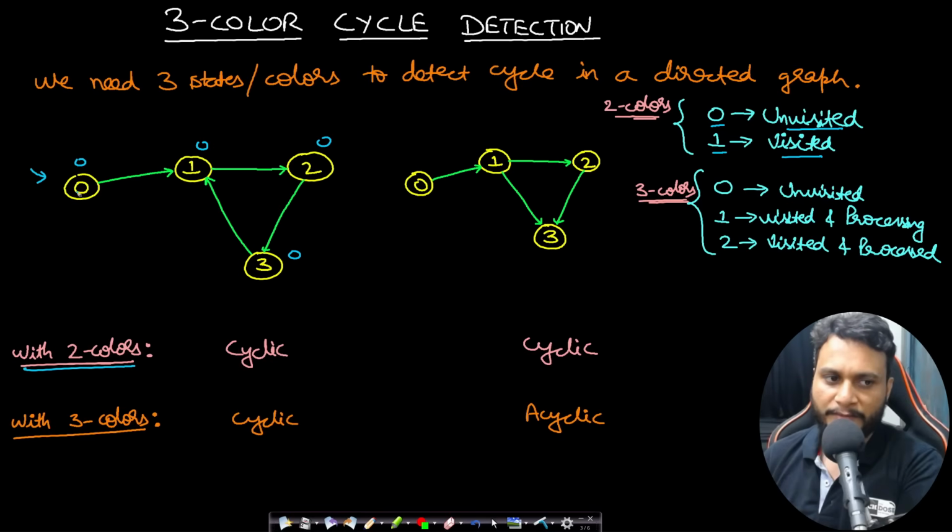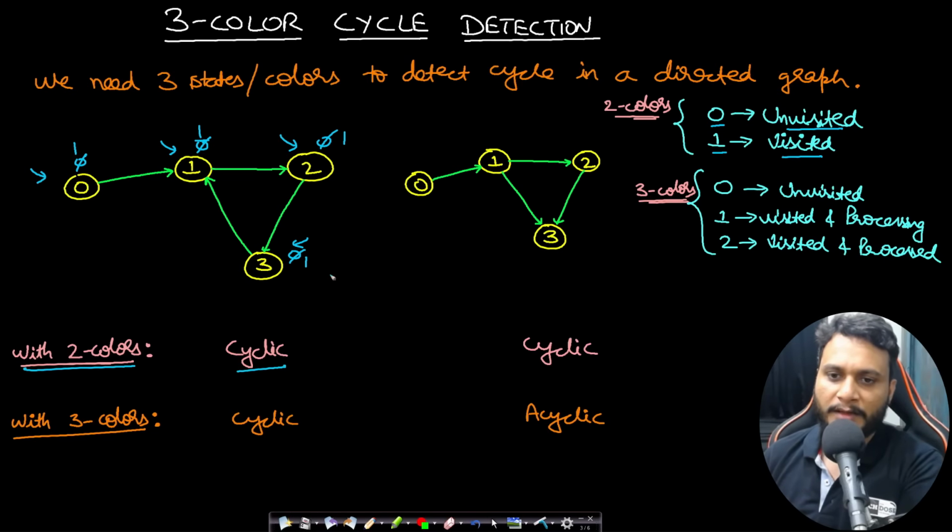If you try DFS from 0, I will be setting it to 1. Go to 1, I'll be setting it to 1. Go to 2, I'll be setting it to 1. Go to 3, I'll be setting it to 1. And then again you see that an adjacent node is present, 1, which is already visited, so it will say it is cyclic, and yes, it will be able to find the cycle.